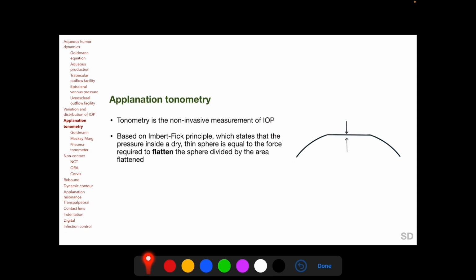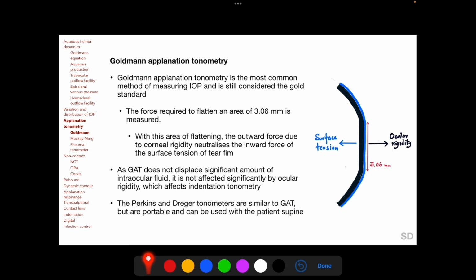Applanation tonometry is based on the Imbert-Fick principle, which states that the pressure inside a dry thin sphere is equal to the force required to flatten it divided by the area of flattening. But the cornea is neither dry nor thin, and we'll see how applanation tonometry techniques, particularly Goldmann applanation tonometry, circumvent this difficulty.